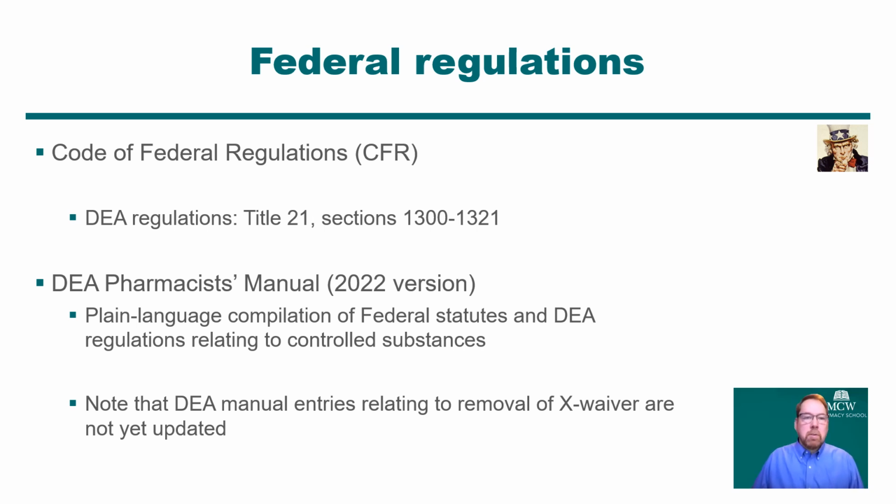A great resource for these, for pharmacists, is the DEA Pharmacist Manual, which is a more or less plain language compilation of federal statutes and DEA regulations relating to controlled substances. So I highly recommend becoming very familiar with this manual. The DEA put out a new version in 2022, and that is what we will use to refer to in this course. Again, you can find this pharmacist manual on file in our Law Resources section of the Moodle course.